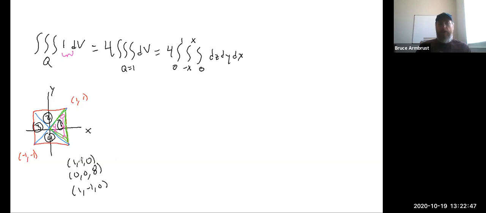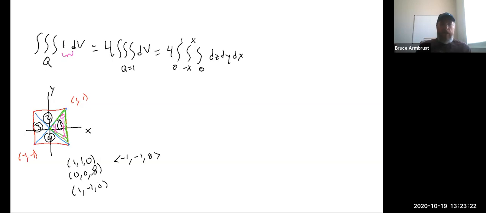So for example, to go from 1, 1, 0 to 0, 0, 8, I'm going to have a vector -1, -1, 8. So that's the one that's connecting this point on the bottom and this point at the top. If you're at the top, or sorry, at the bottom, you'd have to go down 1 and left 1 and up 8.